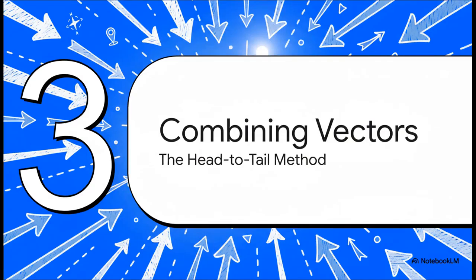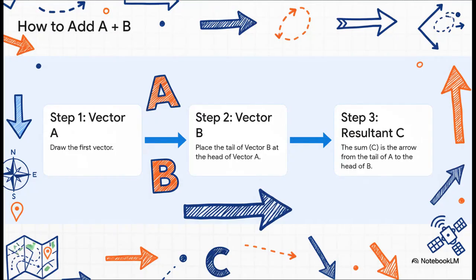Okay, so what happens when you've got more than one vector to deal with? Let's say you walk 3 kilometers north and then you walk 4 kilometers east. How do you figure out where you ended up relative to where you started? Well, you combine them. And the most intuitive way to do this is something called the head-to-tail method. And really, it's as simple as following the directions.